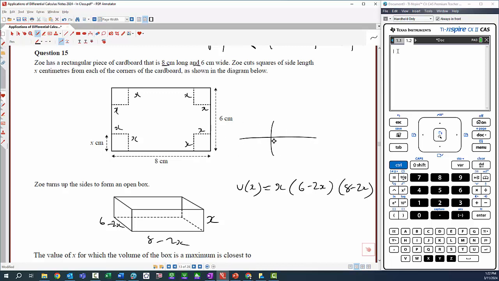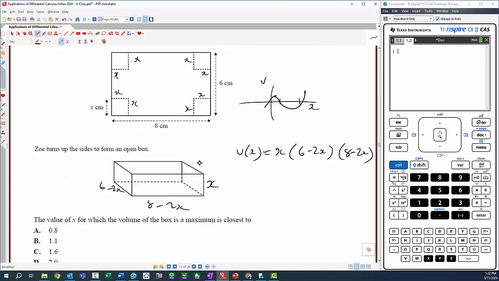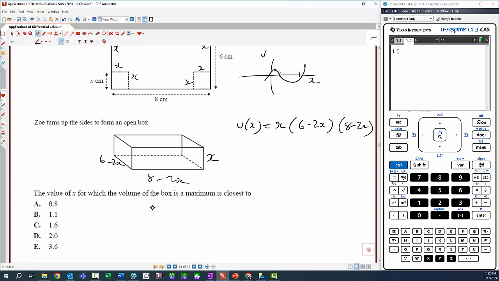Now, in this case we can see that we're going to get 2 x intercepts over here, so the function is going to go like this. So what we're doing is V versus x, we want to get this stationary point value here. So the value of x for which the box is at a maximum is closest to. So let's quickly knock this one out on the calculator by defining it first.